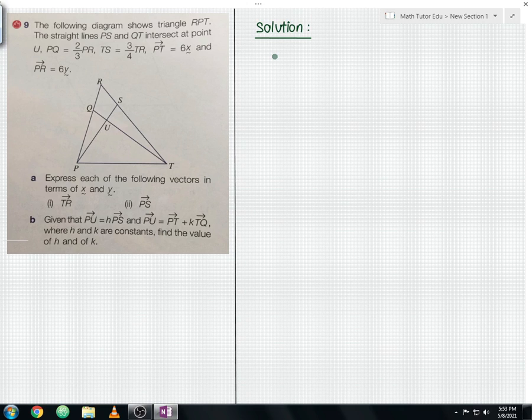Now I'll be discussing Form 4 Additional Mathematics Chapter 8 Vectors HOTS question example 5.